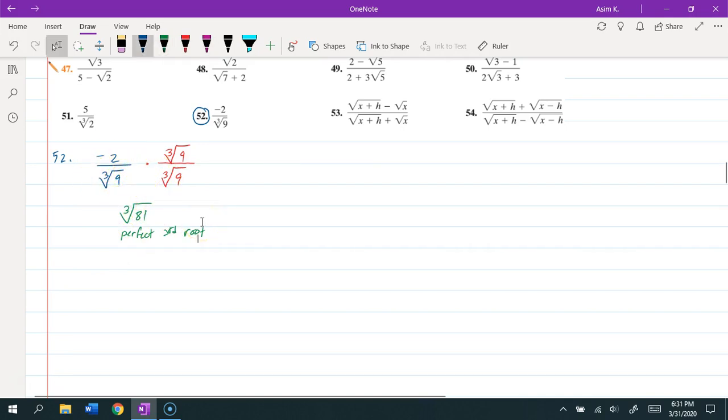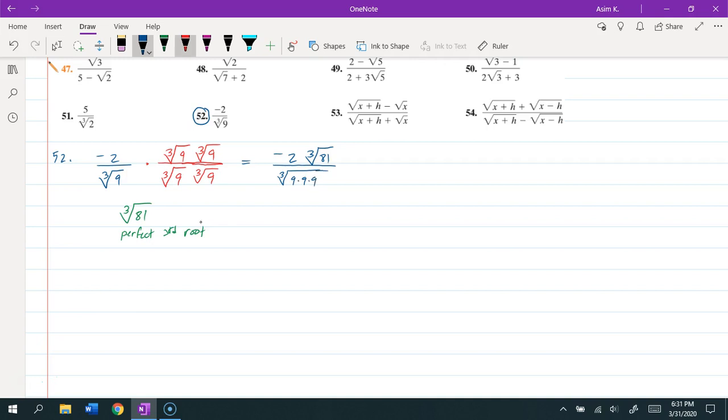What I'm trying to say here is, in fact, what you need to do is multiply by the third root of 9 like this over here. And you will see shortly why we do that. Okay, so on the top you're going to have negative 2 third root of 81. And in the bottom you will have the third root of 9 times 9 times 9.